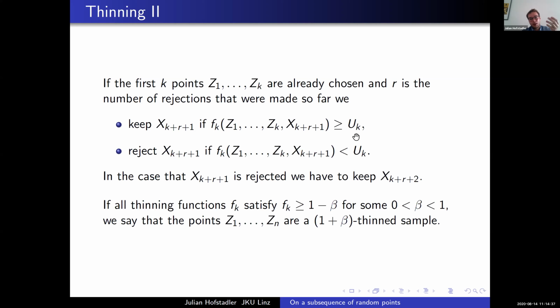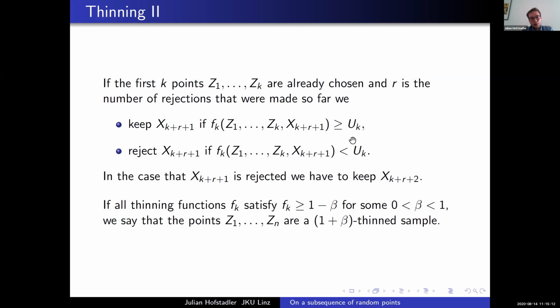And if the thinning function evaluated at all these points is bigger or equal than uk, then we keep the point, and otherwise we just reject it. But if we reject this point, we will have to keep the next one. This is just also to ensure we have an algorithm which comes to an end and is also applicable if you use a computer simulation or something.